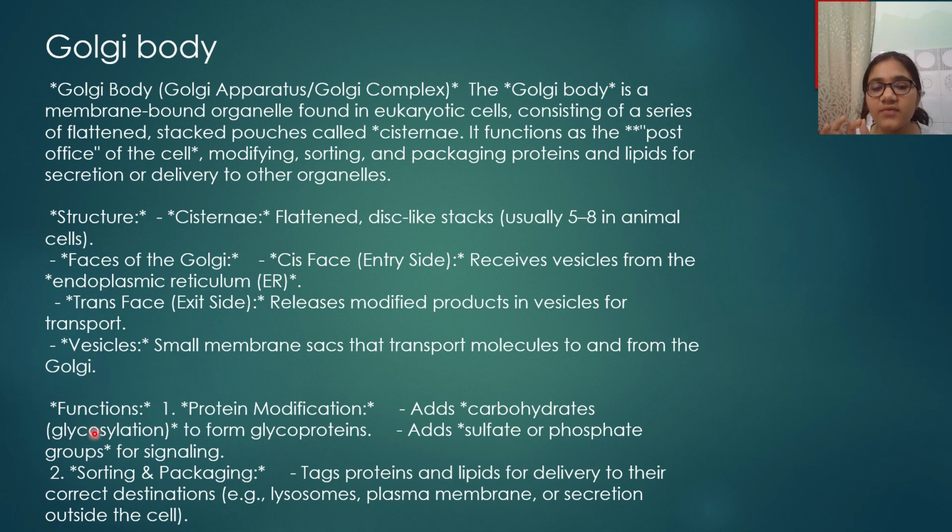Then if we see the function of it, what does it do? It does the protein modification, adds the carbohydrate, glycosylation to form the glycoprotein, and sulfate or phosphosulfate groups are signaling. Second, sorting and packaging. They tag protein and lipid for delivery to the correct destination, so that they reach, for example, the lysosomes, plasma membrane, and secretion outside the cell.